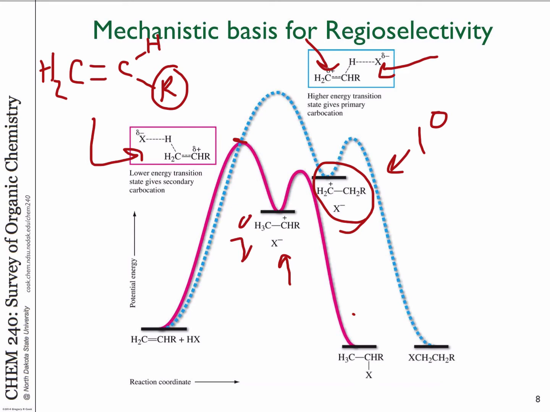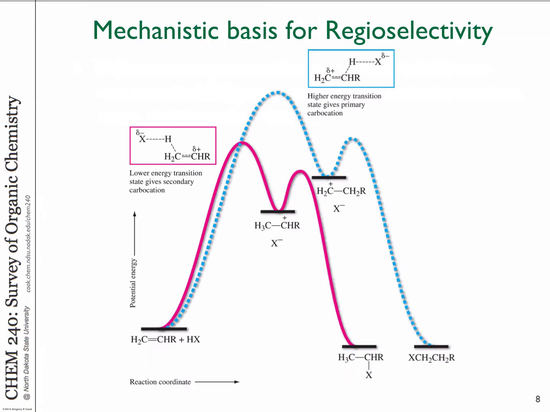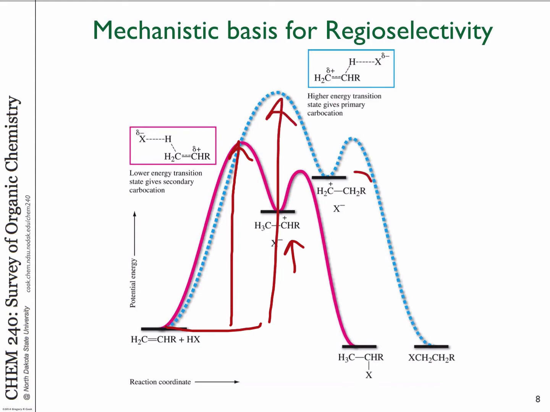So the more substituted one is going to be lower in energy. And the energy of that intermediate affects the energy of the transition state to get there. So the overall energy of activation, or the barrier you have to get over to get to the more stable intermediate, is less than the energy it would require to get to the less stable intermediate. That's why the reaction chooses one path over the other. It's selective for the pathway which is lower in energy than the pathway that's higher in energy.